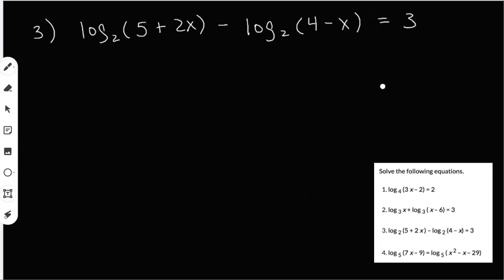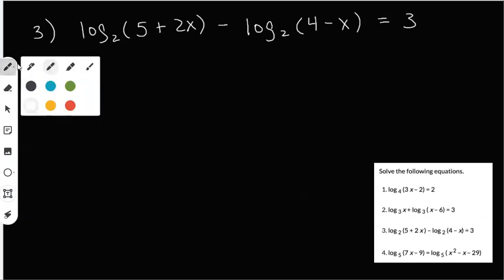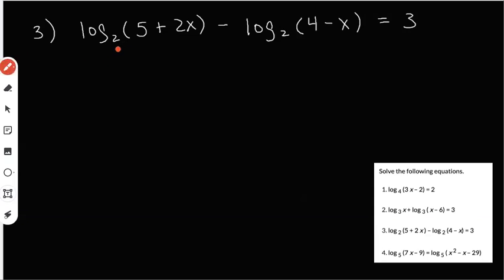So with this equation, we have two logarithmic expressions. They both have base 2, right? The base is always going to be that small number below the g. So both of these have base 2, and if they both have the same base, then we can write them as one expression. We're going to be using the quotient rule for logarithms.